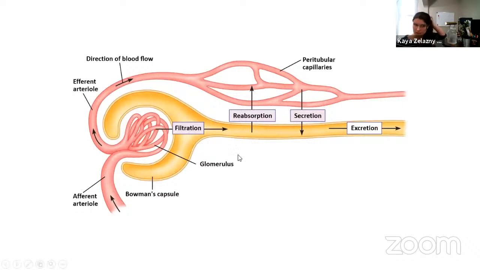Okay. So here we see the direction of flow right at the beginning of our nephron. Here we see our blood flow coming in through the afferent arteriole, entering these specialized capillaries that we call the glomerulus. And we can see that there are lots of loops here, so we have lots of surface area for exchange. Then we're going out the efferent arteriole.